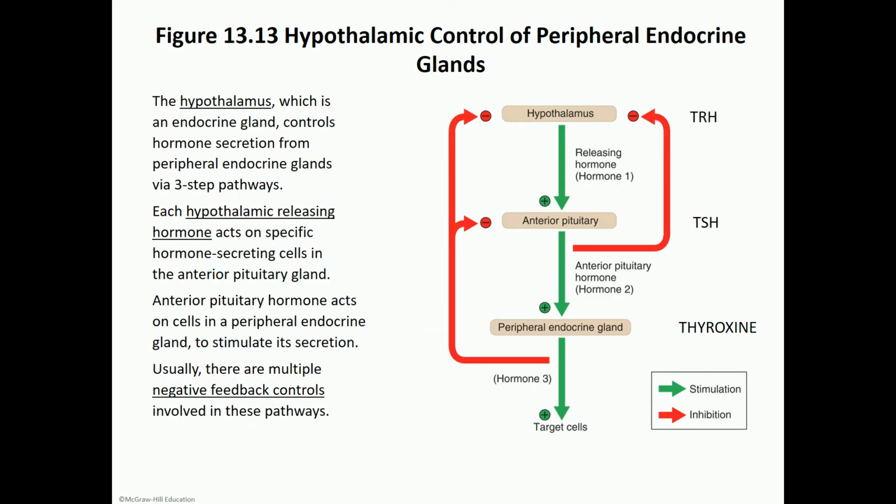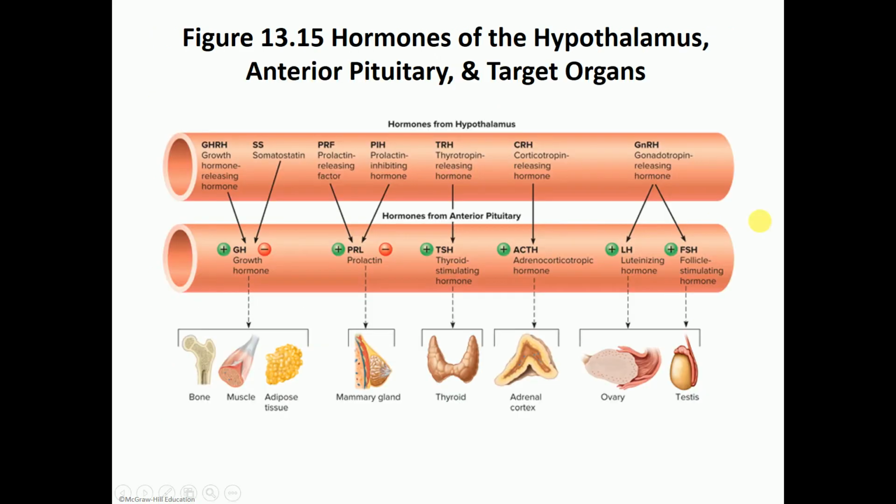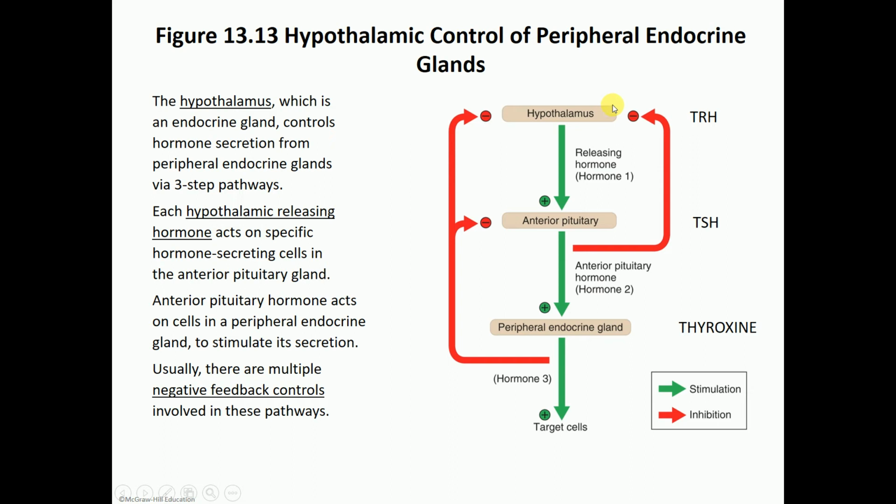Now here you can see the hypothalamic control of the peripheral endocrine glands, meaning how is it that this hypothalamus up here controls these peripheral glands? It is obviously mediated through its action on the anterior pituitary. And that's what it's talking about. So you can see here the hypothalamus will release a hormone, the first one in the series, to stimulate the anterior pituitary. The anterior pituitary releases a second hormone, and it's that second hormone that is going to stimulate your peripheral endocrine gland. So I've used the thyroid gland as an example.